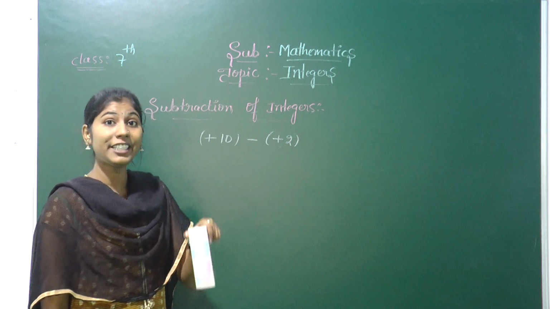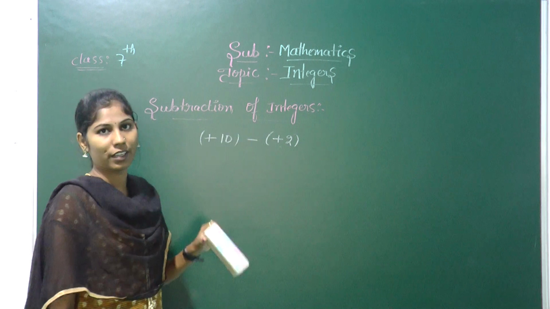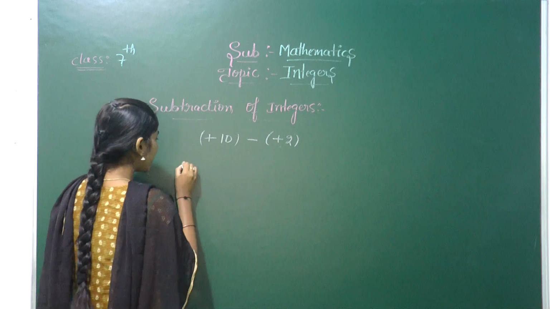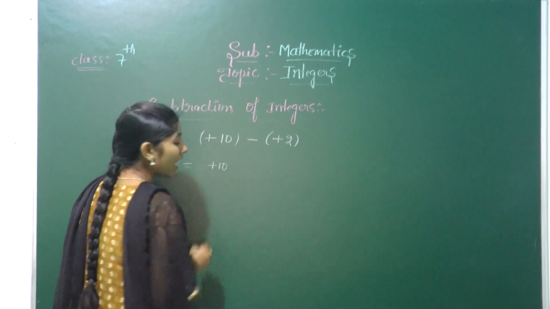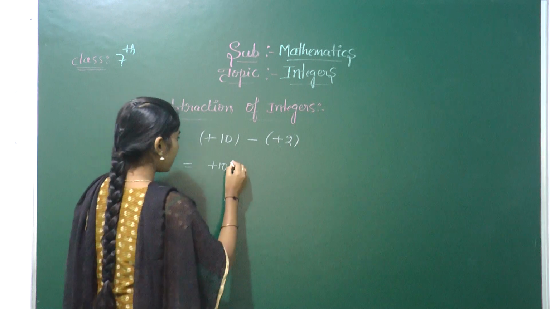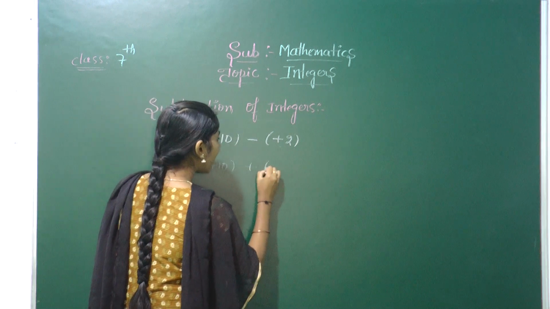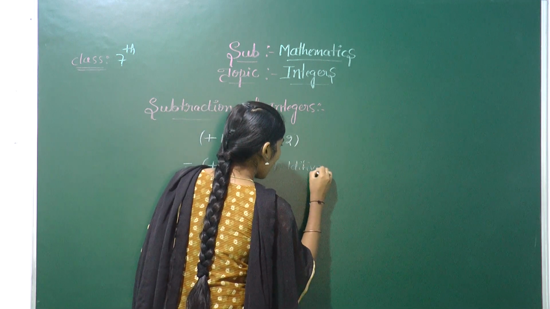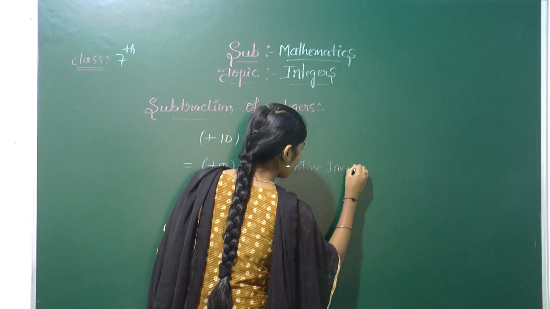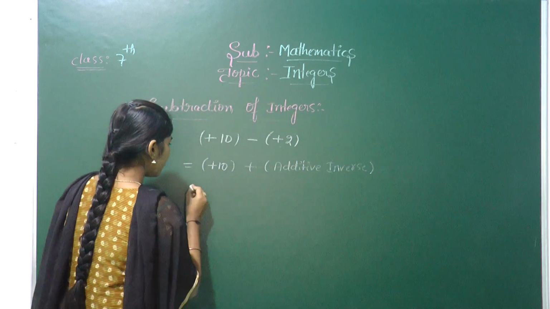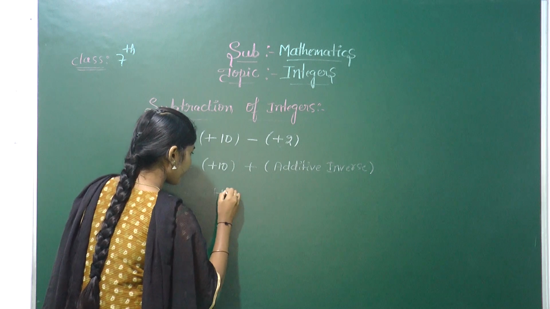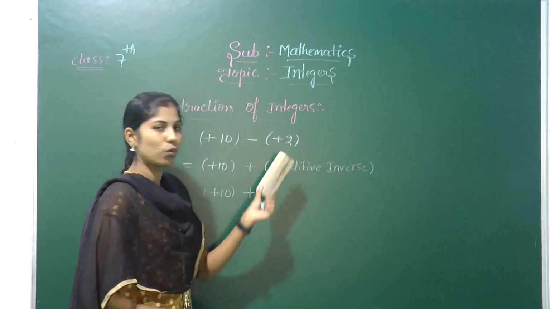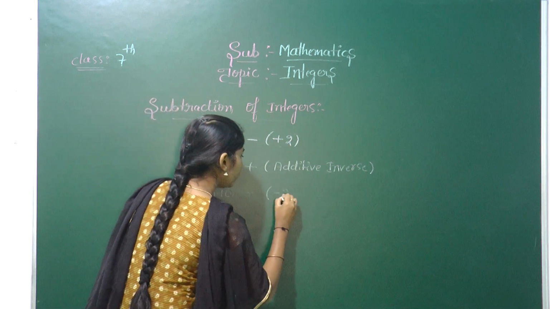Just add the additive inverse of the smaller number. See here how we have to do it. Plus 10, add the additive inverse. What is the additive inverse for plus 2? Minus 2 is the additive inverse.